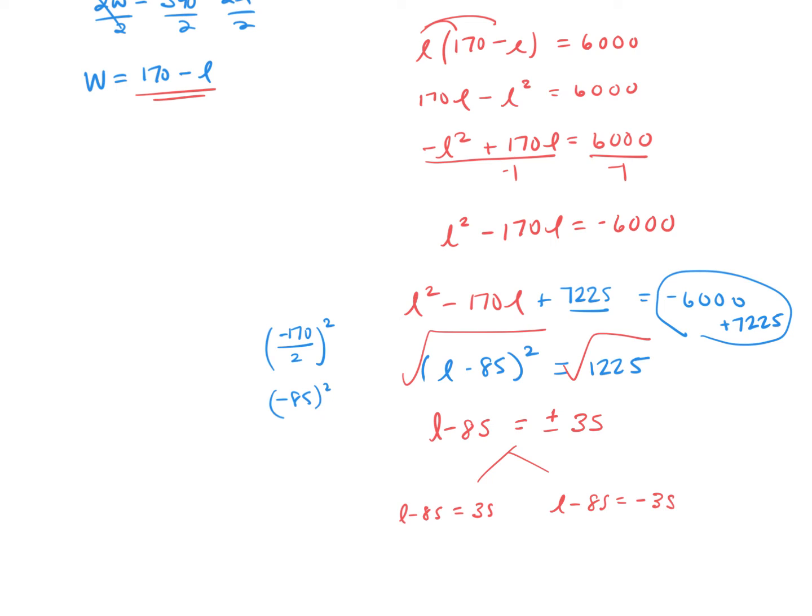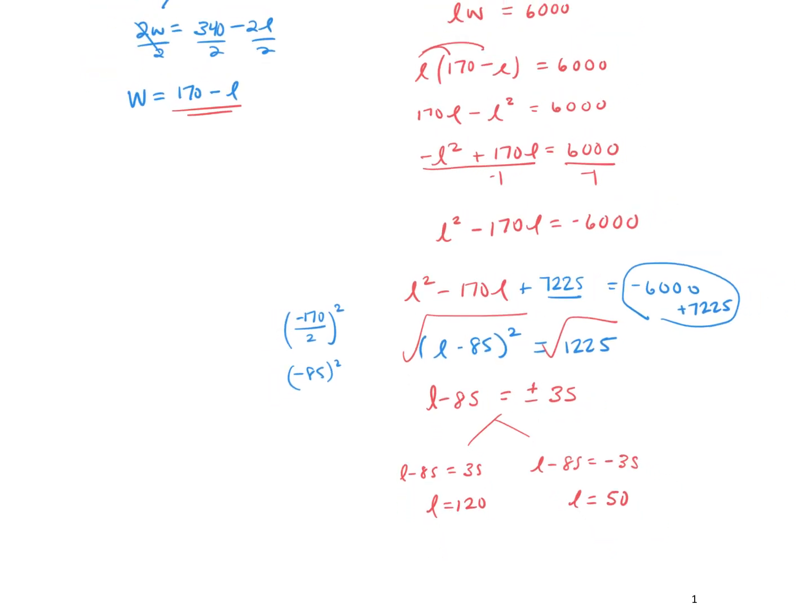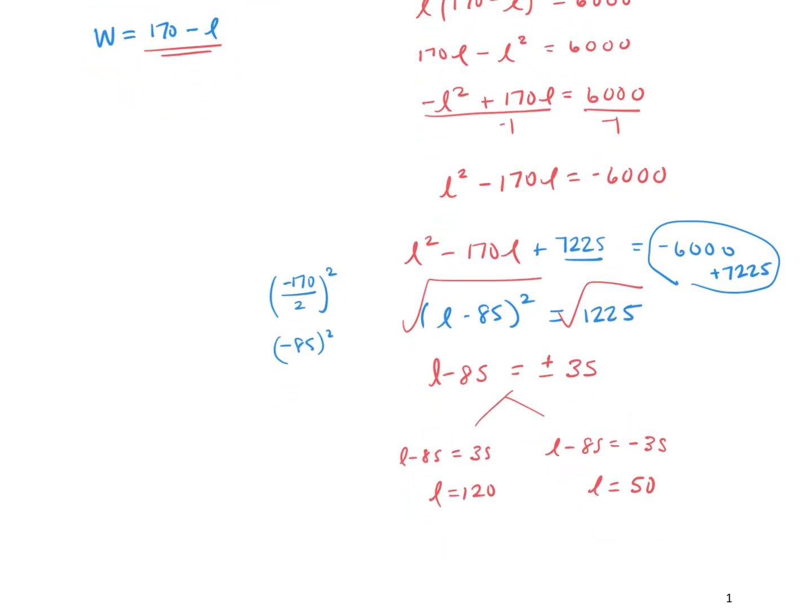If you add 85 to both sides, on this one we get 120. If you add 85 to both sides in our second equation, we get a positive 50. So we're finding that the length can be 120 or the length could be 50. Those are both plausible answers. So how do we know which one it should be? Well, let's see what we think about that.